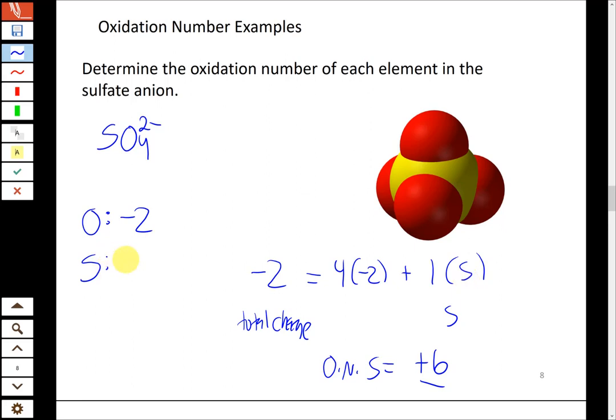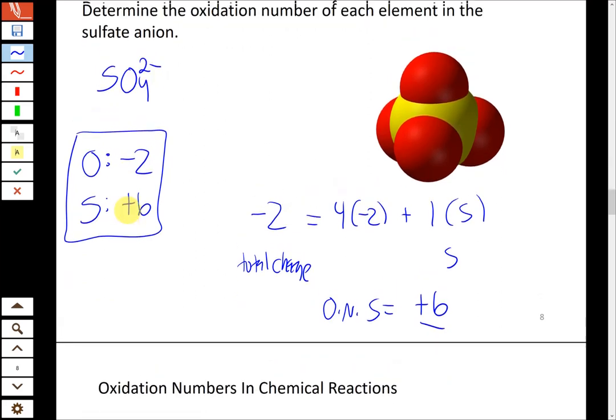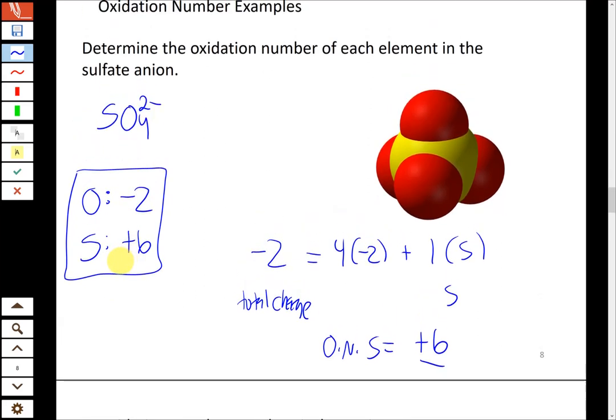Sulfur is in group 6. So again, as we said, the maximum oxidation number would be +6. But it won't always be +6, of course. It's just the maximum you can have. So we get -2 and +6. Adding those together gives us -2, which is the overall charge. All right, so any questions on assigning oxidation numbers? We need to be able to do that, and we need to be able to do it quick. Oh, sorry, go ahead.